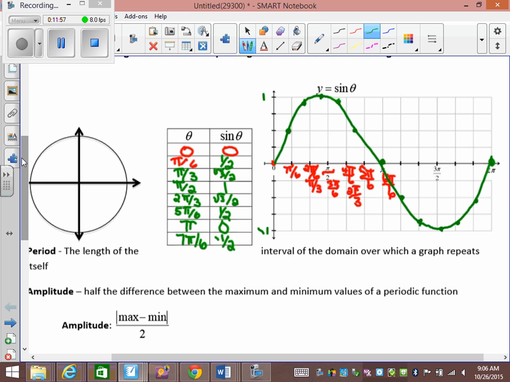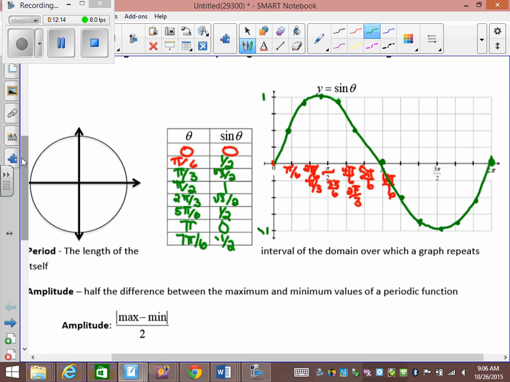So I get to 4 pi. Then I go down and back up, and I get to 6 pi. Then I get down and back up, and I get to 8 pi, right? So it repeats itself every 2 pi. So the period of a sine graph that has not been stretched, it's translated okay.